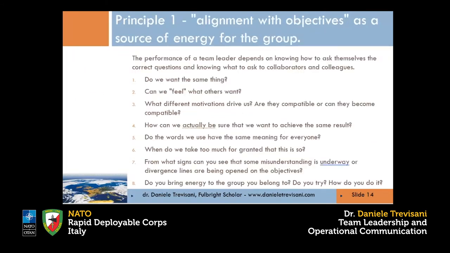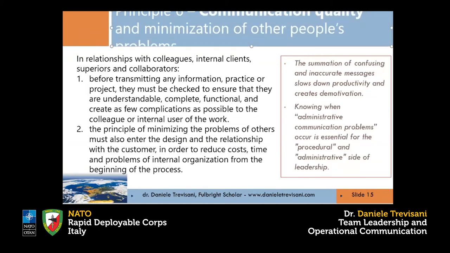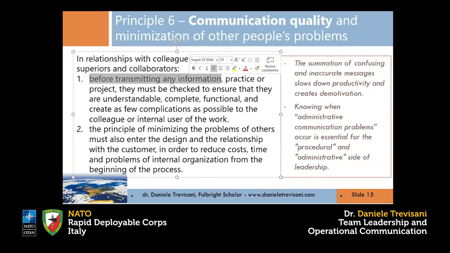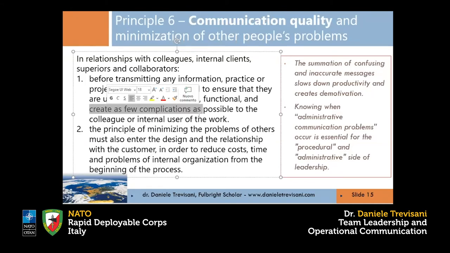And here we have some principles, but I already displayed two principles. I want to step to principle six, the so-called communication quality principle. What is the point here? In relationship with colleagues, internal clients, superiors, and collaborators, before transmitting any information or project, they must be checked to ensure that they are understandable, complete, functional, and that they create as few complications as possible to the colleague or internal user of the work.